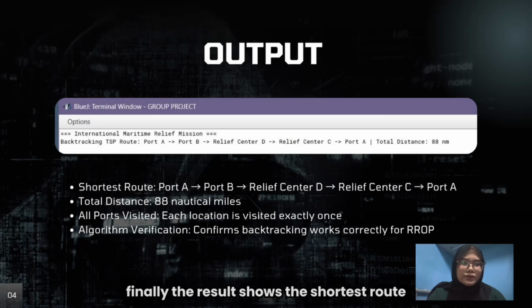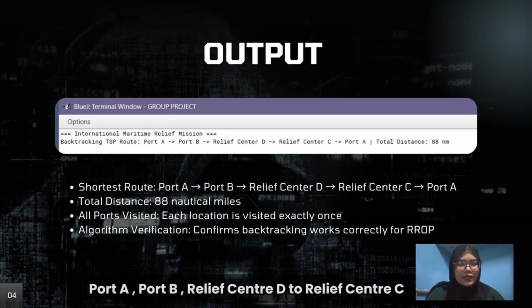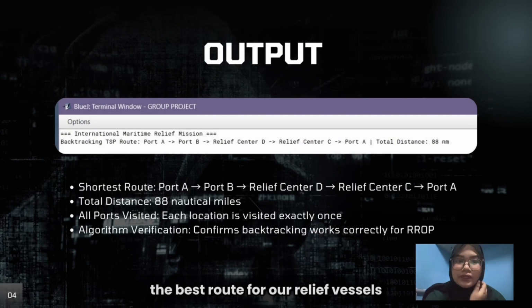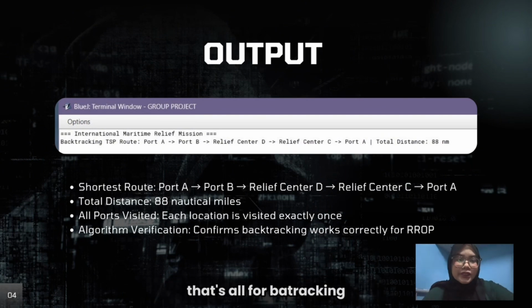Finally, the result shows the shortest route: port A, port B, relief center D to relief center C, and back to port A, with a total distance of 88 nautical miles. This proves that backtracking can find the best route for our relief vessels. That's all for backtracking.